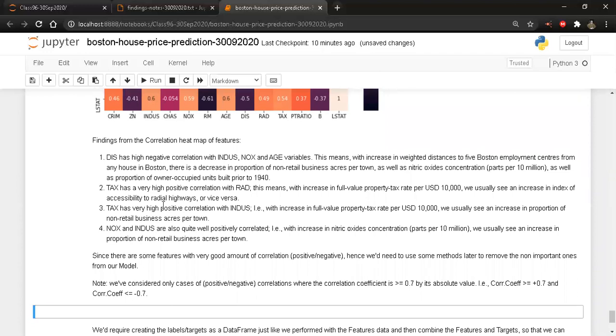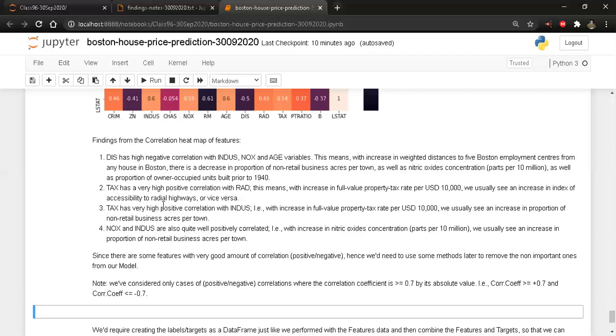Then the third point is that TAX has a very high positive correlation with Indus. That means with an increase in the full value property tax rate per USD 10,000, we usually see an increase in the proportion of non-retail business acres per town. So non-retail businesses are increasing in those areas where the property tax is also increasing. This is a very weird kind of combination. Maybe I don't know that area. Obviously, we have never stayed in that area, so I cannot really comment on this one. But as per the numbers, this is what it is.